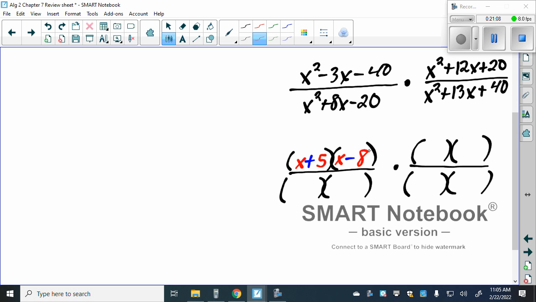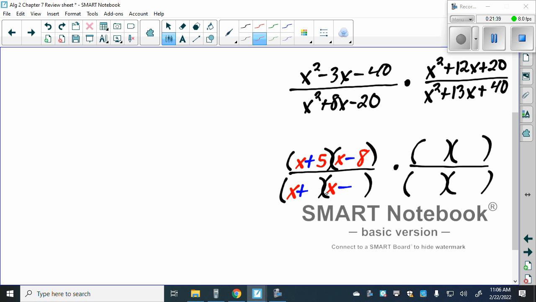If we check that, we would get a negative 3x, doing our multiplication of x times negative 8 and 5 times x, giving us our negative 3x. Okay. So we can drop down to the x squared plus 8x minus 20. Since the 20 is still negative, our signs are opposite. Our factors of x squared are x and x.